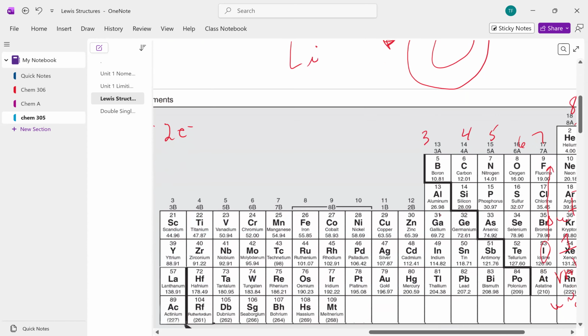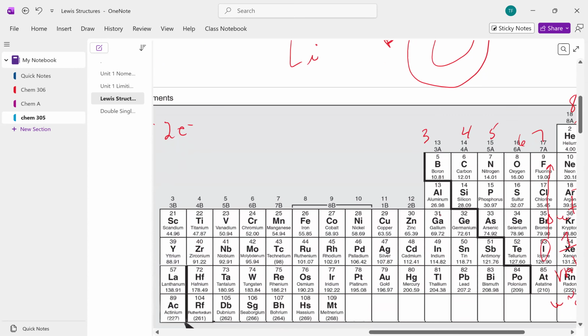So everything in the column is the same. If you know oxygen, you know sulfur, selenium, etc. If you know nitrogen, you know phosphorus. If you know carbon, you know silicon, etc. That's why I had you only learn the top row, because you're going to have a periodic table. I'm going to give you a periodic table on the test.